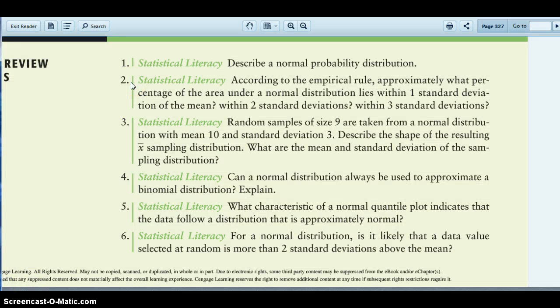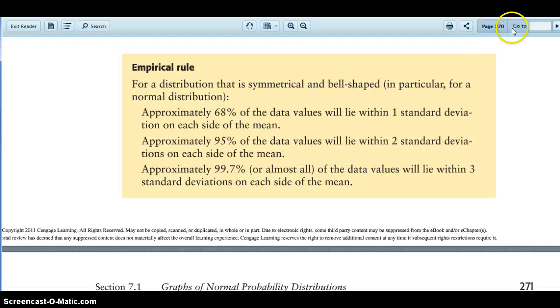Number 2 is asking about the empirical rule. And to completely answer the question, look at page 270. You just need to state these 3 facts: that 68% of the data lies within 1 standard deviation, 95% within 2, and that 99.7% of the data, which is practically all of it, lies within 3 standard deviations of the mean.